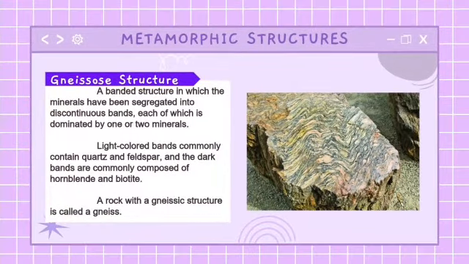The last one is the gneiss structure. A gneiss structure is a banded structure in which the minerals have been segregated into discontinuous bands, and each of which is dominated by one or two minerals. The light-colored bands commonly contain quartz and feldspar, and the dark bands are commonly composed of hornblende and biotite. A rock with gneissic structure is called a gneiss. So, here is an example. If you look at the bands, that is what it looks like.